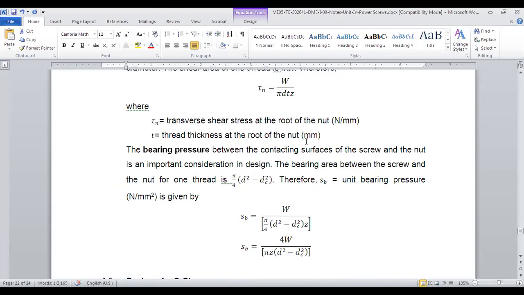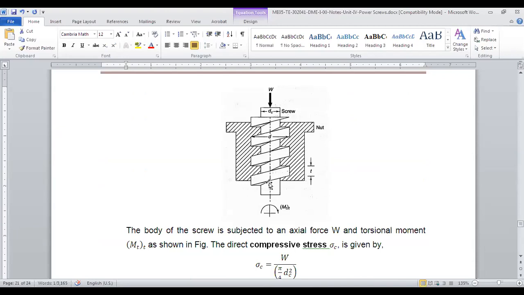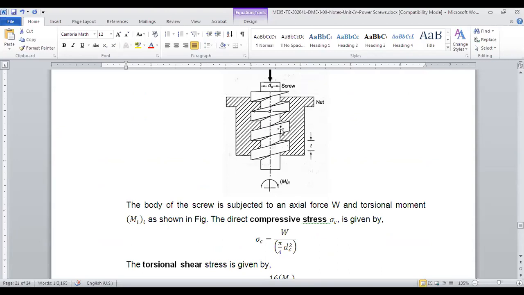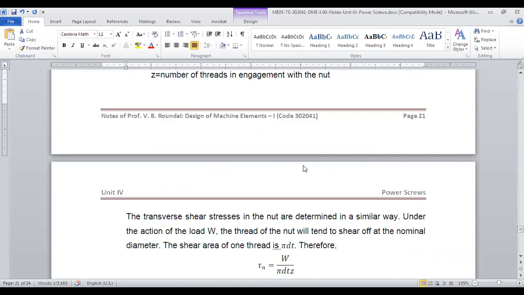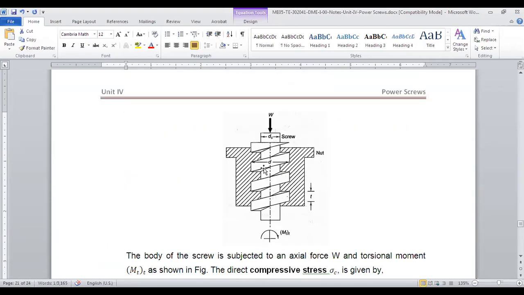Okay. So we have seen the core of the thread will fail because of the combination of compressive force and torsional shear. The screw might fail in shear, and the nut might fail in shear. And the last part is that your thread will have a bearing pressure. The thread will have to take a load from the top. If you consider the top portion of each thread, it has to take a load of W.